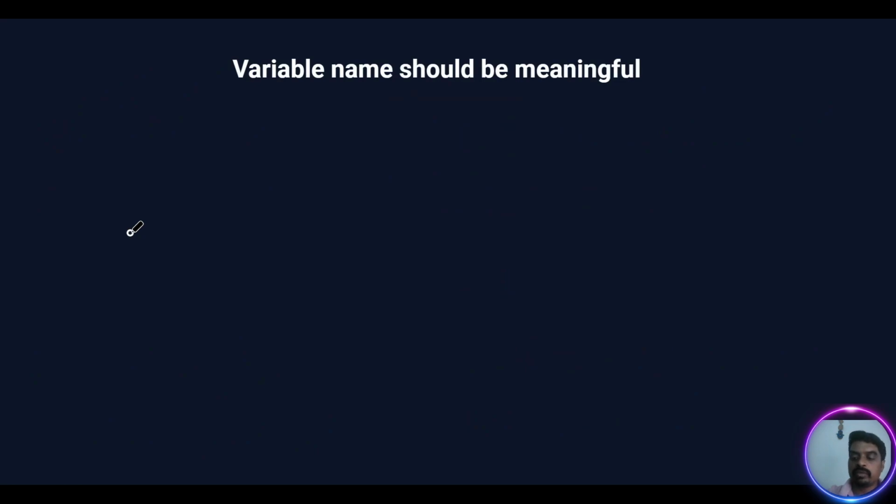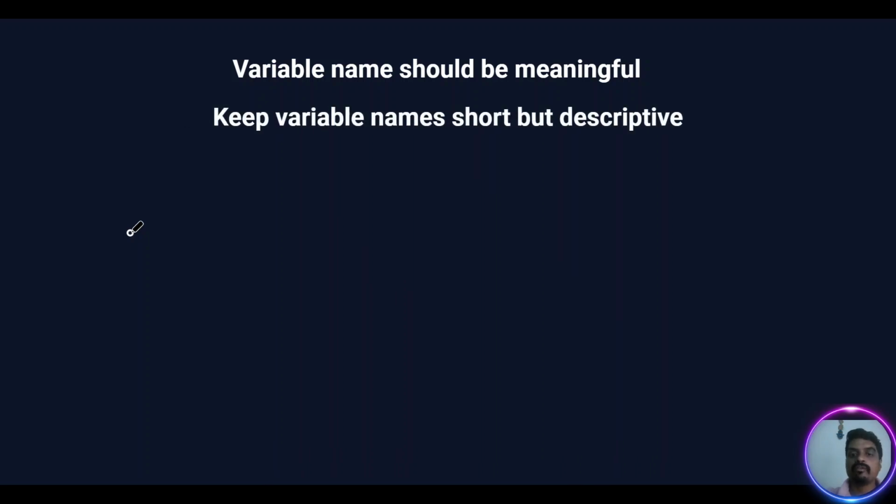Whenever you name something, that should be meaningful, guys. These are not rules, but based on my experience and some standards, I'm giving these instructions. Variable names should be meaningful, and keep variable names short but descriptive. x equal to Vijay. If I use the variable name x, another developer cannot understand what value is in x. No, right? It might be any other value.